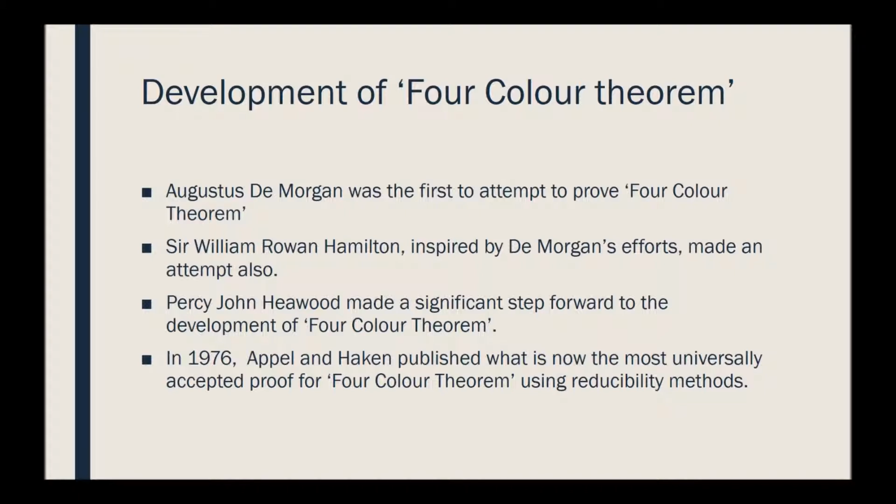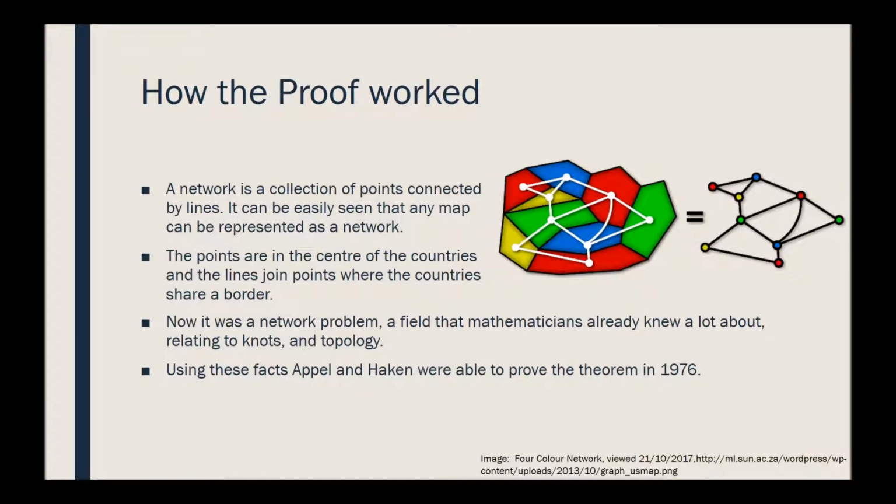Arthur Kempe was the first to publish a paper in 1879. However, errors in his attempt were found by Percy John Heawood. Heawood took this and published his own paper on the five-color theorem, making a significant step forward to proving the four-color theorem conjecture. It wasn't until 1976 that Appel and Haken published the most universally accepted proof for the four-color theorem using reducibility methods.